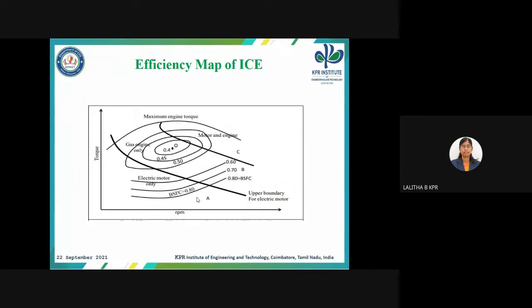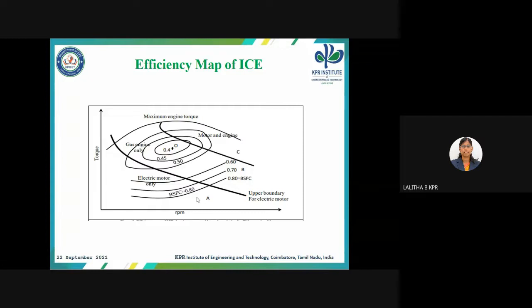Here is another efficiency map of the IC engine. This is an example of developing the rule-based strategy using the IC engine efficiency map. Here we have three regions, A, B, C. In region A, only the electric motor is used, because in this region the fuel efficiency of the IC engine is poor. It will show in the characteristics. In region B, only the IC engine is used, since it is the region of high fuel efficiency. In region C, both the IC engine and electric motor are used.